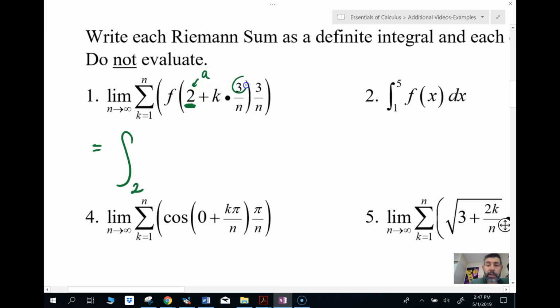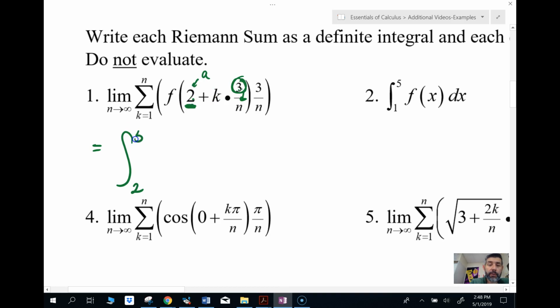Then you're going to look at the second number that's divided by n. You don't need the k. Disregard the k. Then you're going to subtract 2. Actually, you're going to add 2 and 3 together.